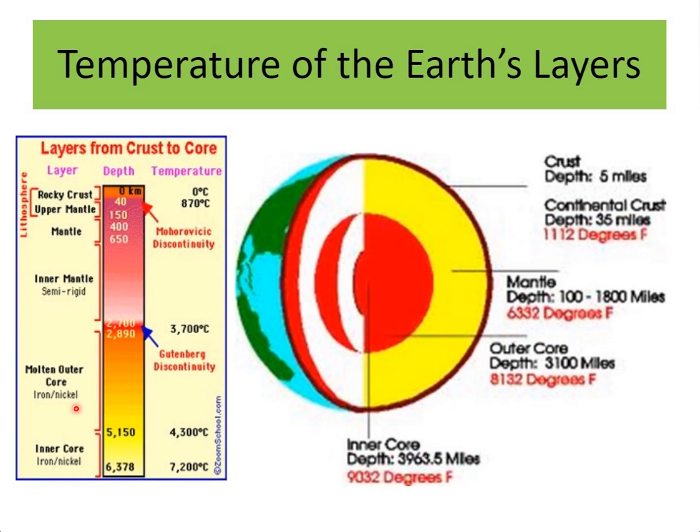The next layer is the molten outer core. Molten because it is in liquid form, and the temperature goes up to 4,300 degrees Celsius. And the inner core, which is the hottest part of the Earth, has a temperature of 7,200 degrees Celsius and has a depth of 6,378 kilometers.